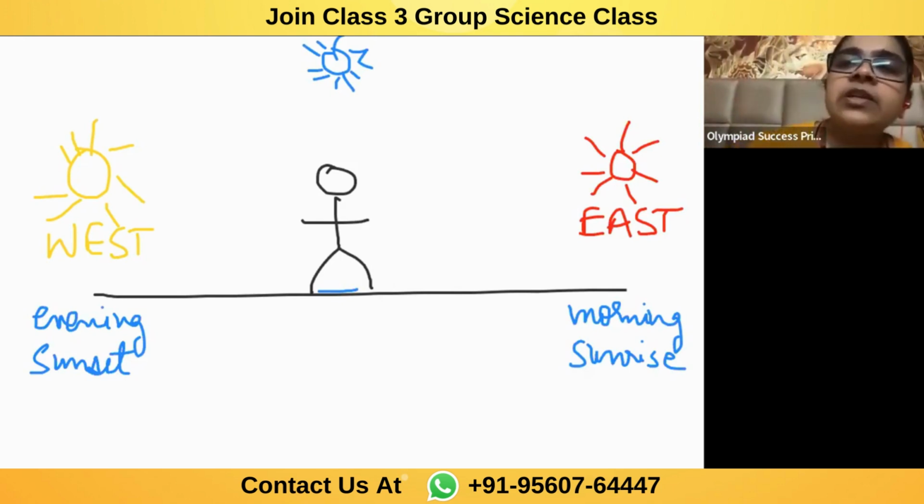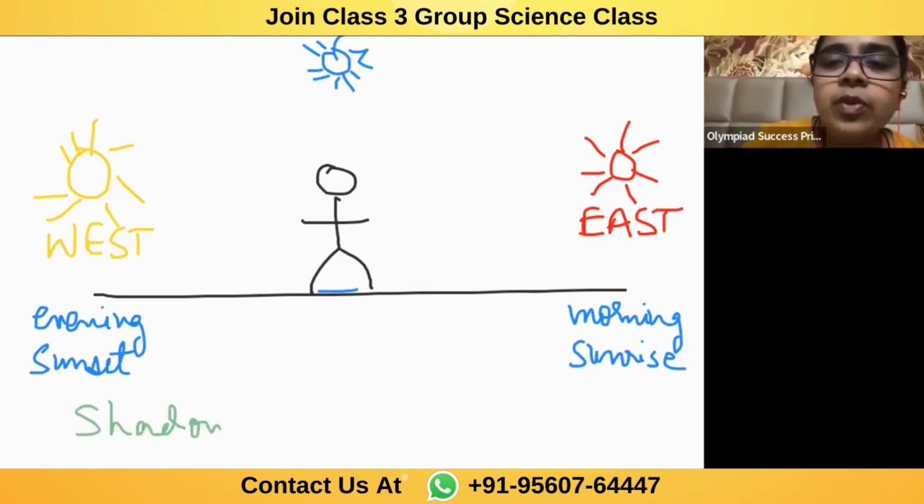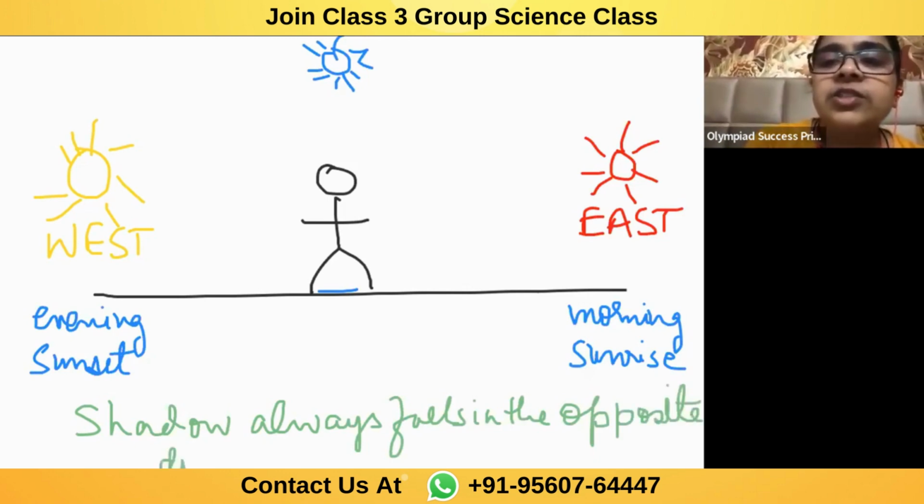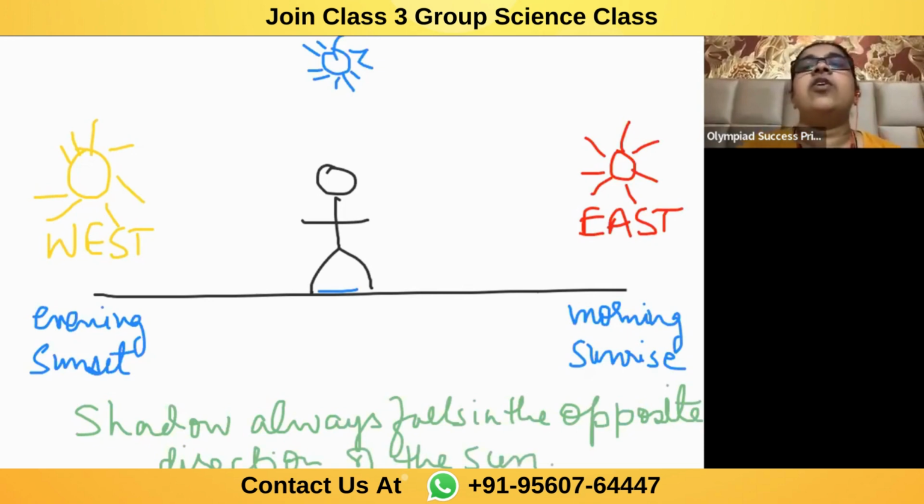So there is a principle. Okay, I'm writing this principle. Shadow always falls in the opposite direction of the sun. You can take a screenshot of this or you can note it down, okay, in your notebook. Shadow always falls in the opposite direction of the sun.